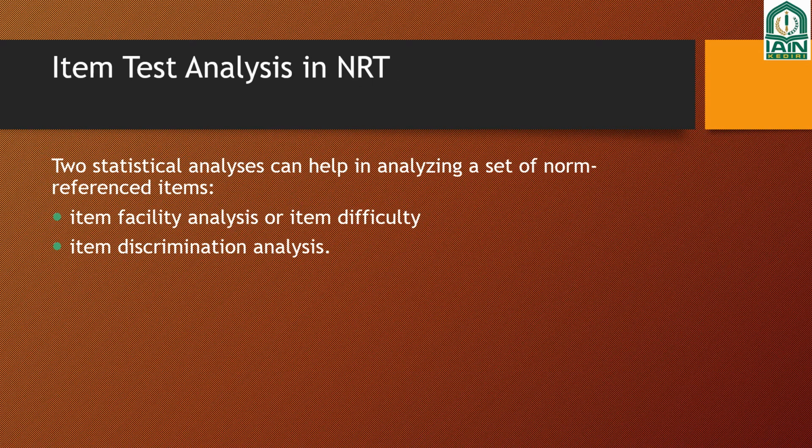Let's recall the item test analysis in NRT. There are 2 statistical analyses that can help in analyzing a set of non-reference items. Number 1 is item facility analysis, also known as item difficulty, and number 2, item discrimination analysis. It is like the slide before.